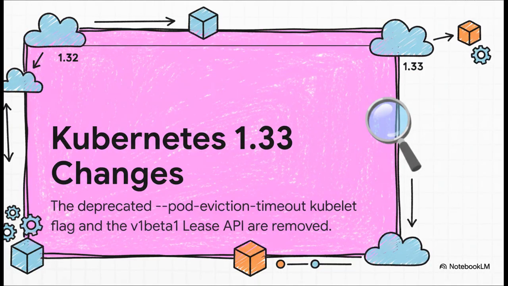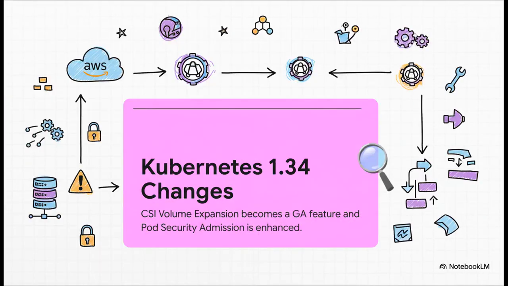Next up, 1.33. And yeah, the cleanup continues. The old deprecated pod eviction timeout flag for the kubelet is officially gone, so you'll need to scrub that from any of your configurations. Same story for the v1beta1 version of the lease API. It's gone too. Really, this is all about making sure your own code and configs are keeping up with Kubernetes itself. And finally, at our destination 1.34, we get some really nice stability improvements.